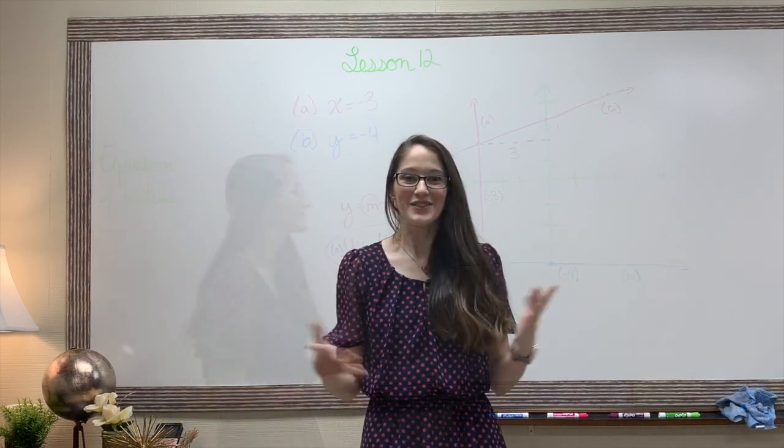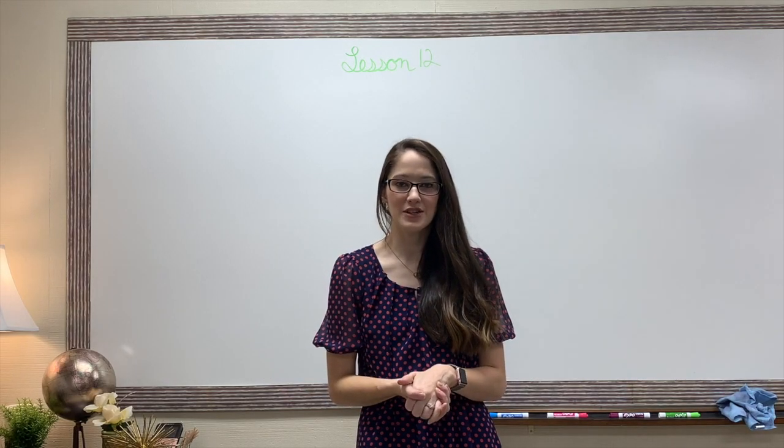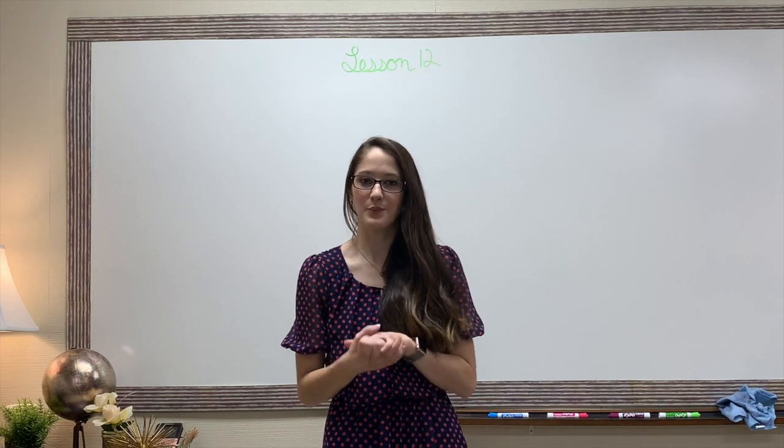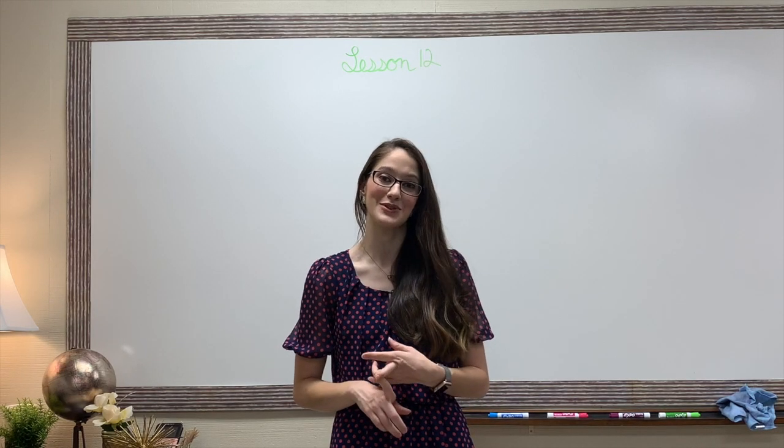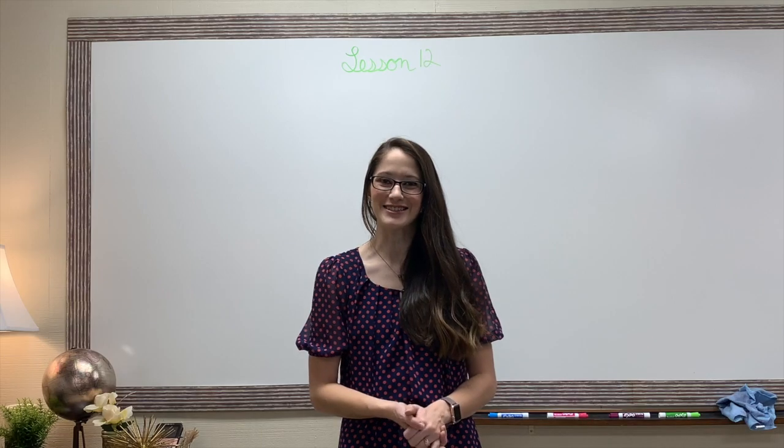That's it. So that's it for lesson 12, finding the equation of a line. The 2 big things that we have to remember is step 1, find your y-intercept, and step 2, find your slope. And that's it. I'll see you guys in class.